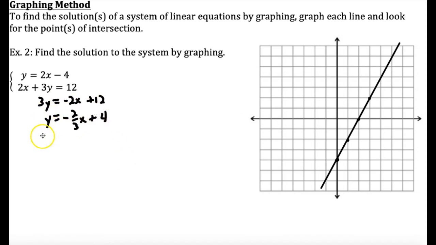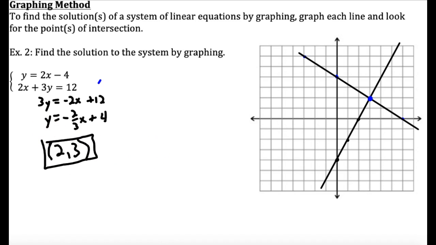To graph this line, I'm going to start at positive 4, and then I'm going to go down 2 over 3. Down 2, right 3. So this is where this line's going to end up. The solution is this point right here where the two lines intersect. We always want to write our final answer as a coordinate point, or an ordered pair. So the answer is the point 2, 3. That's the solution to this system of equations.